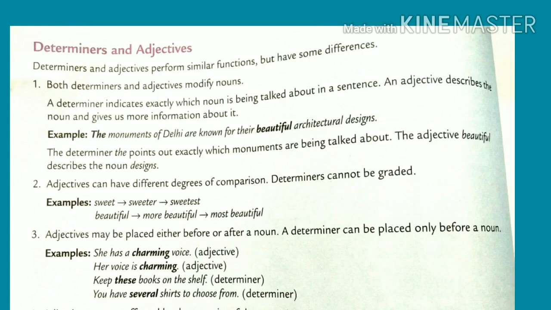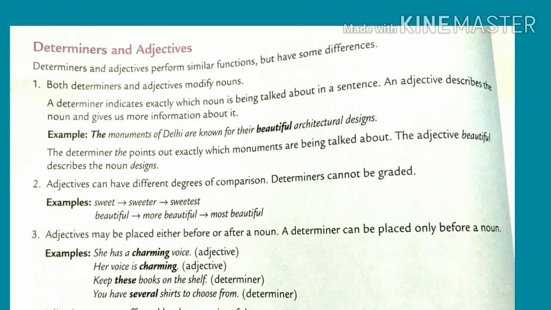These books on the shelf. Which is the determiner in this sentence? It is these. Which books do we have to keep on the shelf? It is these books. These comes before the noun. You have several shirts to choose from. How many options do you have? You have several options. For what? To choose the shirts. Yes, you have several shirts to choose from. The word several also comes before the noun shirts. Do you understand how we place the determiner?